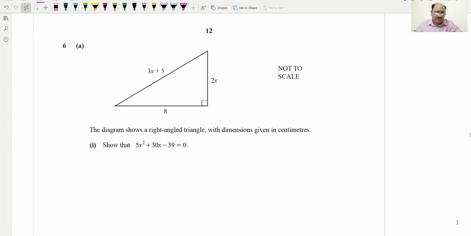Now question number 6. Question 6, part A says the diagram is not to scale. The diagram shows a right-angled triangle with the dimensions given in centimeters. So these are the dimensions given. We have to show this, so we can apply Pythagoras theorem.